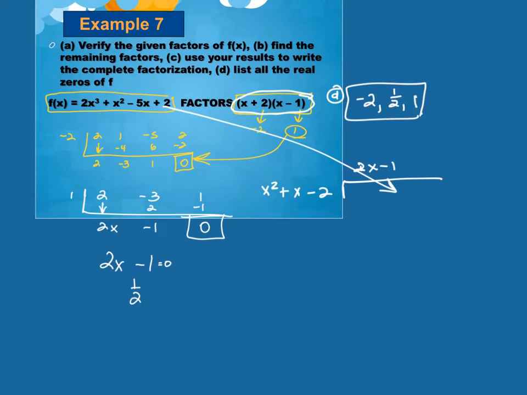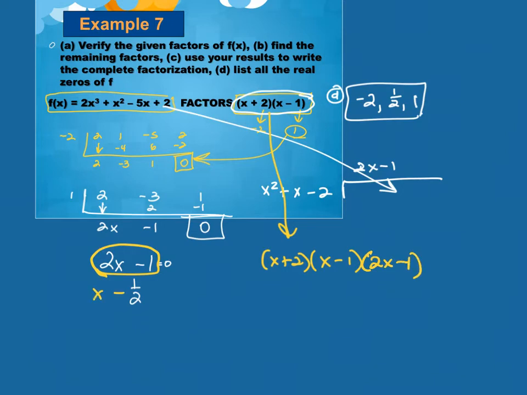Okay, but B said find the remaining factors. So factors are different from zeros. Factors are going to be written in expression format. So my factors are x plus 2, x minus 1, and then the thing I had before I set it equal to 0, which is 2x minus 1. Or I could say x minus 1/2, but you can't have a fraction in there. So you'd multiply by 2, and you'd get the 2x minus 1. So no fractions in your factors; they'll actually use the word linear factors, which is what that means.